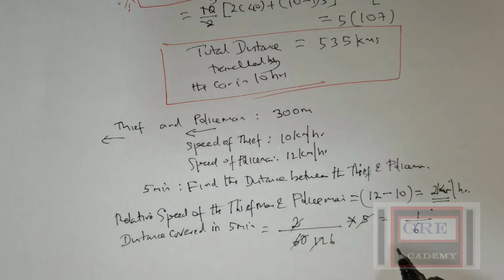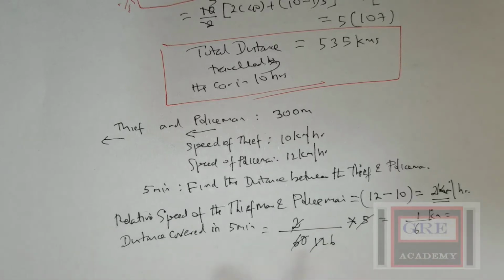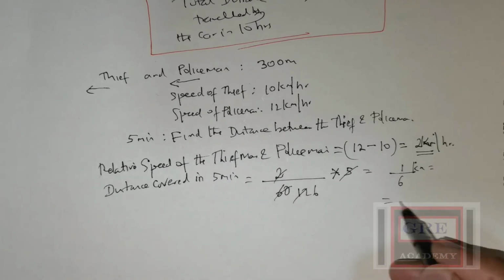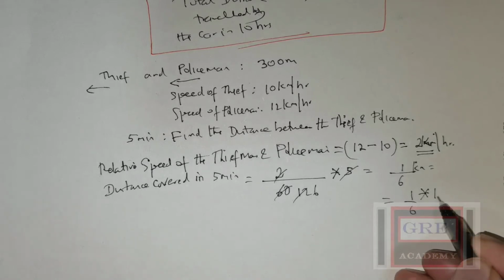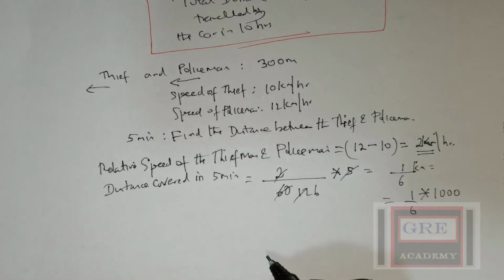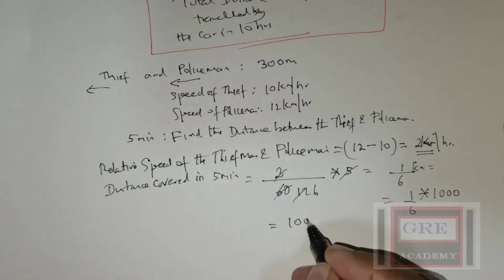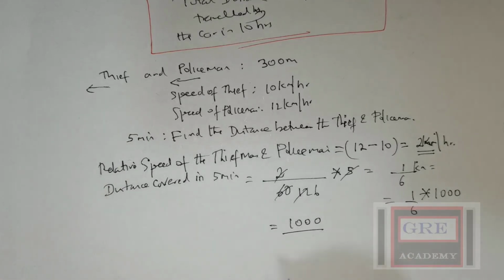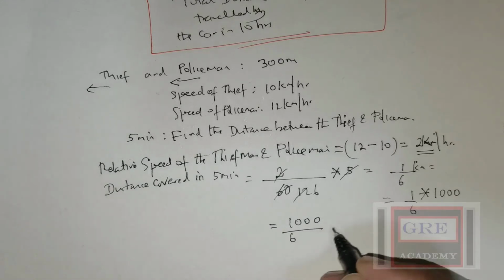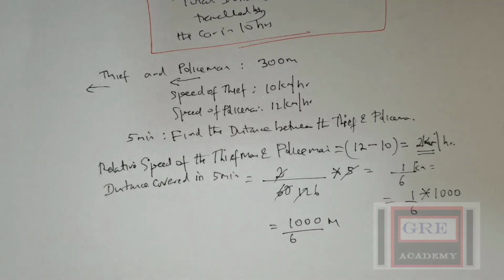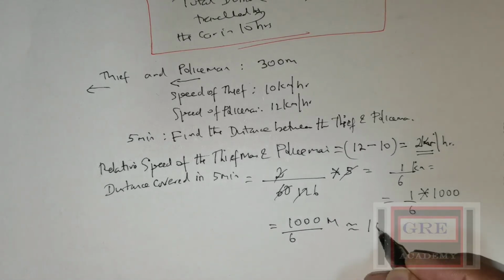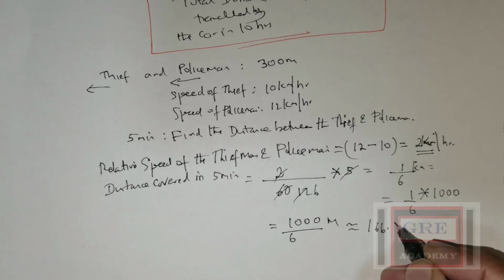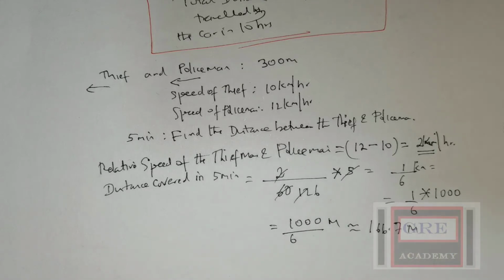If you want to convert this into meters, then you will have to multiply this by 1000. So this would be the distance covered. So this is equal to 1000 over 6 meters. So this is the distance covered, that is, approximately 166.7 meters. This is the approximate distance.